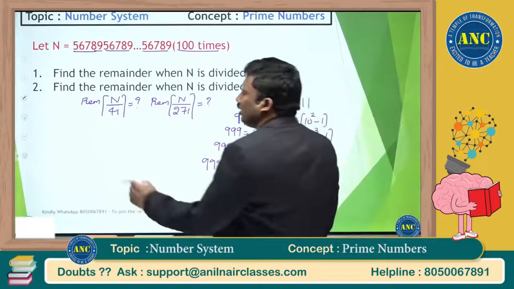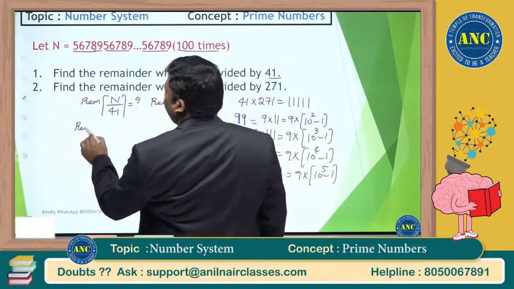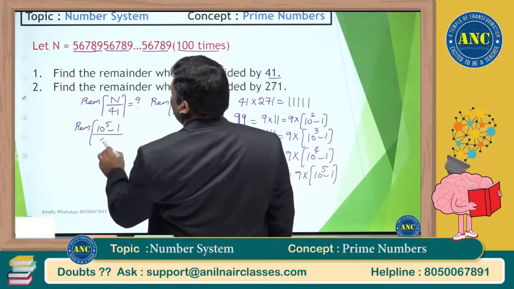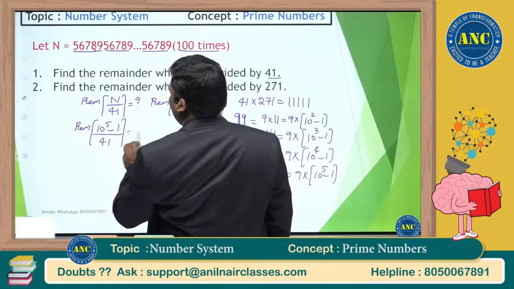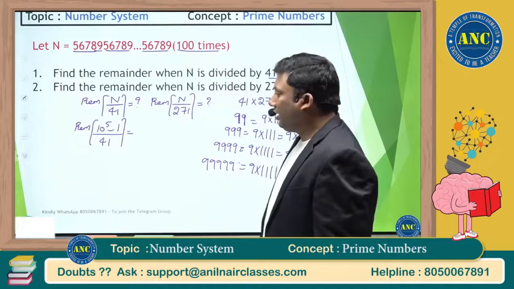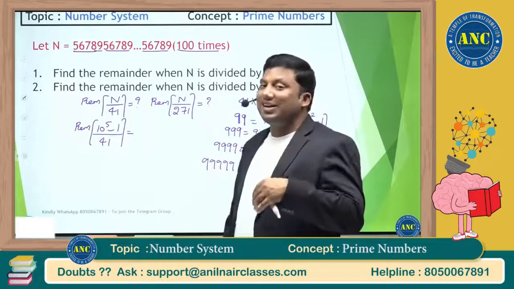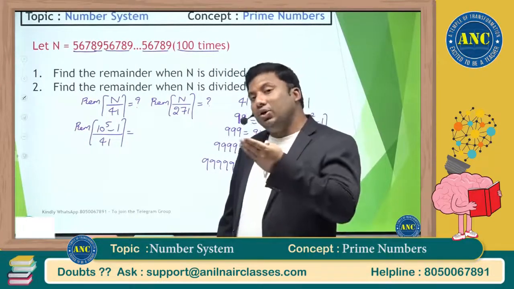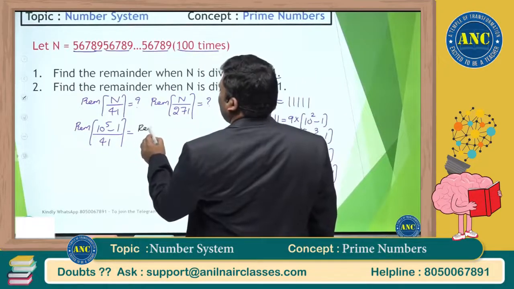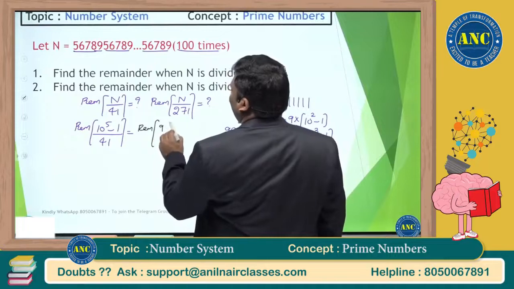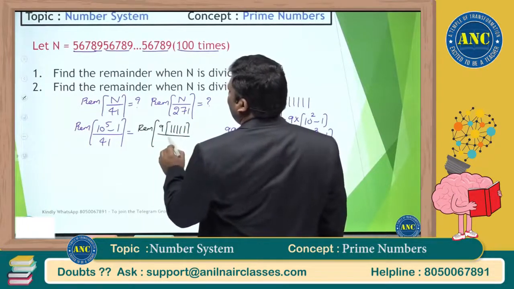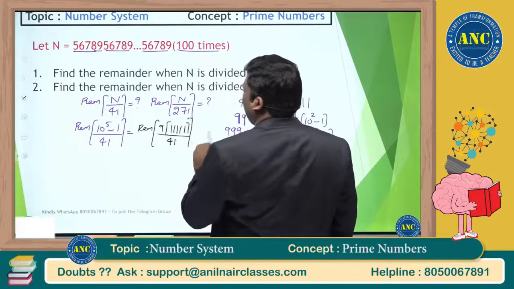Now see here. Suppose I take 10 power 5 minus 1 divided by 41. Let us see what is happening. 10 square minus 1 is 99, 2 nines. 10 cube minus 1 is 3 nines. 10 power 5 minus 1 is 5 nines, which is 9 into 1 written 5 times, divided by 41.